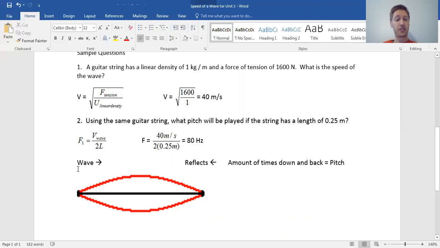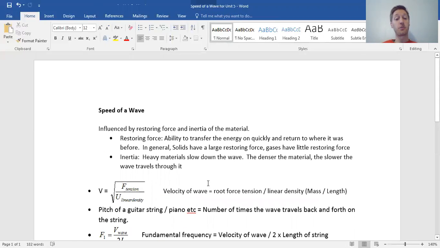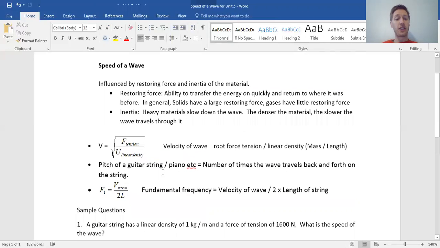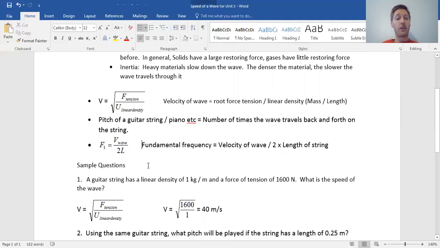And the big idea is the wave travels down to one end, reflects back on the other side, and the number of times it does this back and forth would be the pitch. So again, this is generally how some big ideas connect to the speed of a wave. Most importantly for you guys, these two equations here. This first equation helps you find the speed of the wave. The second equation will help you connect that speed of the wave to the fundamental frequency.